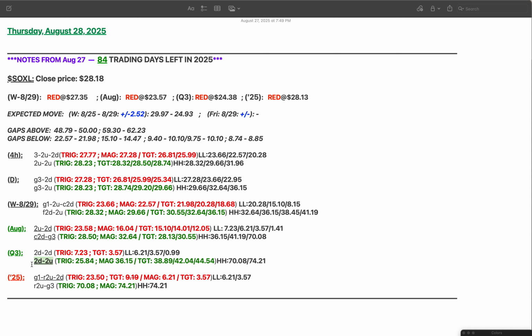It's in bold and underlined because it not only triggered, which is the underline, but it's in force right now, so that's why it's bold. So we're still in force on the 2 up, 2 down. And then again on the year, we triggered the 1, 2 up, 2 down.